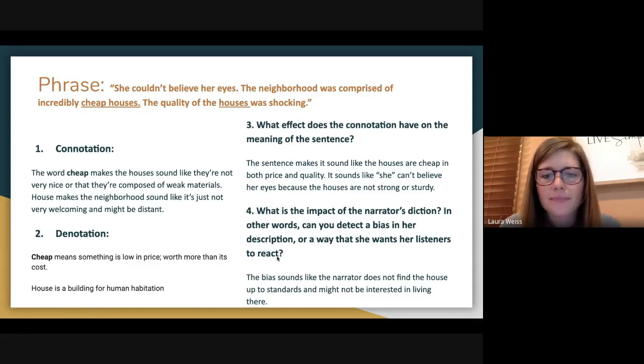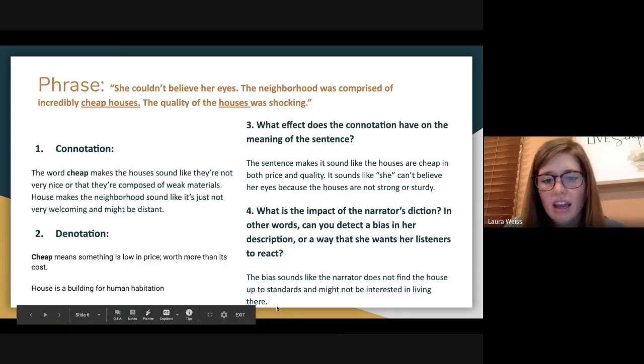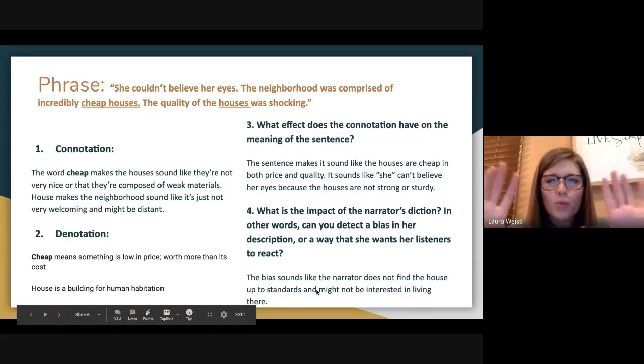And lastly, number 4, what is the impact of the narrator's diction? In other words, can you detect a bias in their description or a way that they want the listeners to react? If you heard someone say, there's a lot of cheap houses in that neighborhood, what is their bias? What do they want you to see? What do they want you to react as? What do they want you to get out of that? So you could say, for number 4, the bias sounds like the narrator does not find the houses up to living standards, might not be interested in living there. Okay, so this is one example.